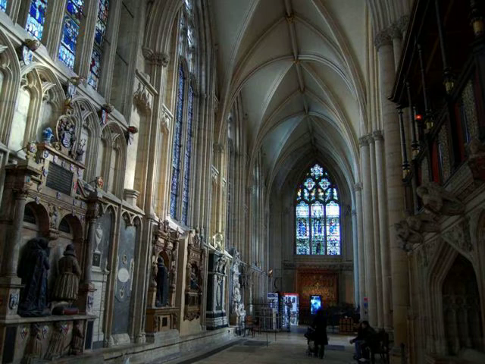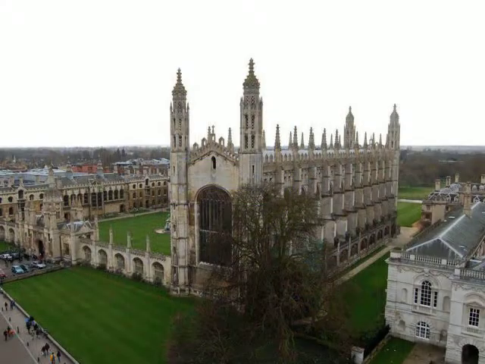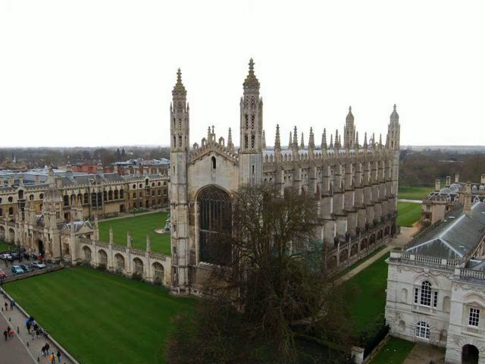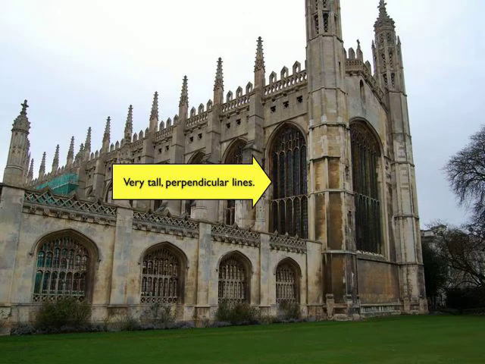Finally, let's look at perpendicular style. In perpendicular style, there are many vertical lines. In this style, the pictures in the glass are more important than the stone decorations. One of the best examples of perpendicular style architecture is King's College Chapel in Cambridge. This magnificent chapel seems to reach up to the sky.